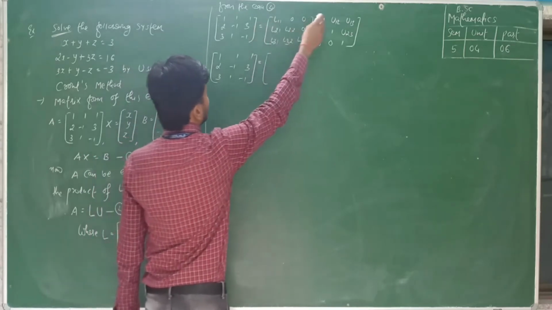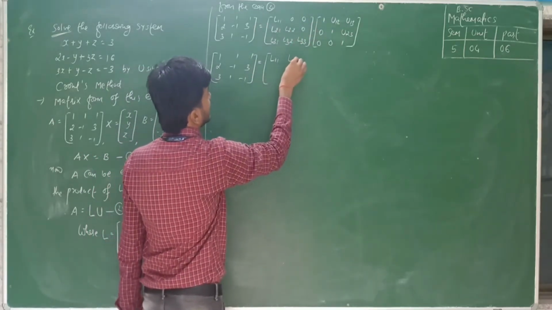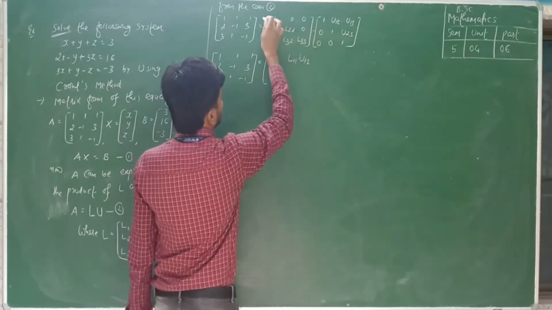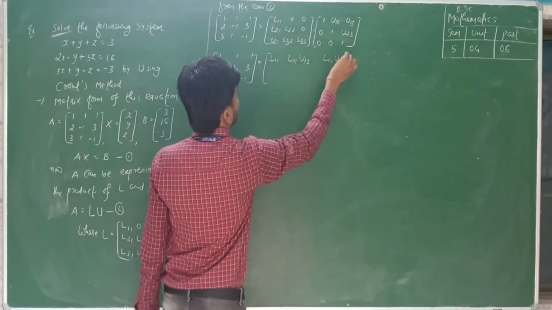Multiplication of these two matrices: first row and first column, that means L11. First row and second column, that means L11 into U12, plus 0 into 1, plus 0 into 0. Then L11 into U13.